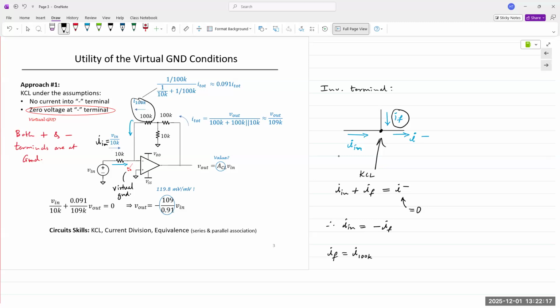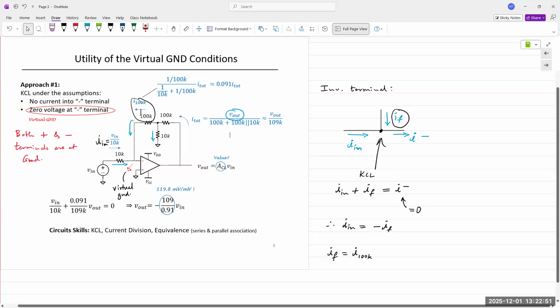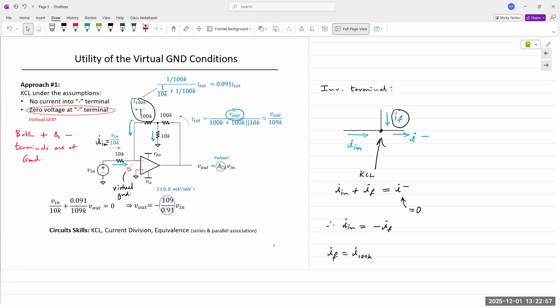If you apply KCL at the top node between the 3 resistors, you have a certain amount of current going through the 10K resistor. So a fraction of the current goes through there, and a small amount of current goes through this 100 kilo ohm resistor. On the output side, we can write I total as the output voltage divided by 100K, which is this resistor in series with the parallel combination of the 10 kilo ohm resistor. The reason we can do this is because there is a virtual ground at the inverting input terminal.